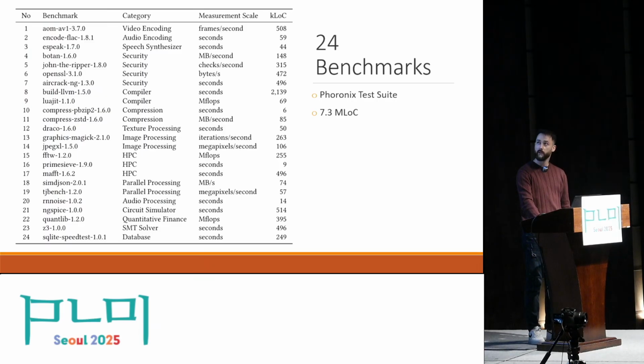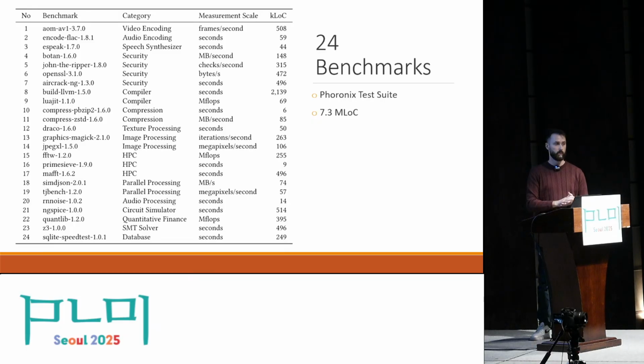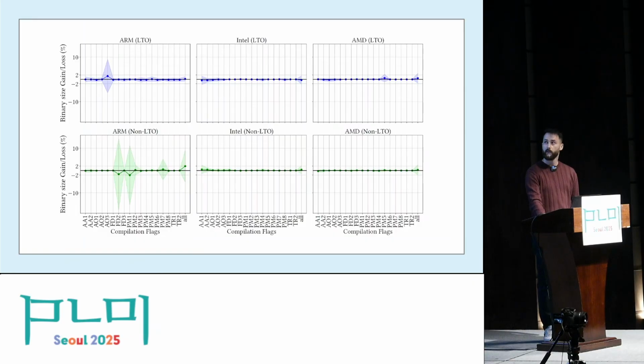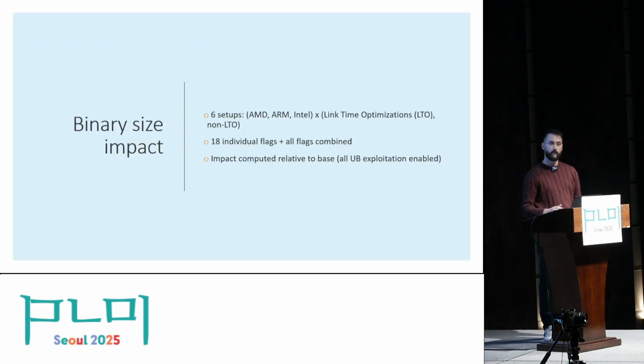These are the benchmarks we used in our tests. As I said, we try to have a diverse set of application domains like audio-video encoders, text processing, compression algorithms, SMT solvers, and even compilers. We compiled over 7 million lines of code and used the Phoronix test suite to gather this set of benchmarks. So next, let's get to the results.